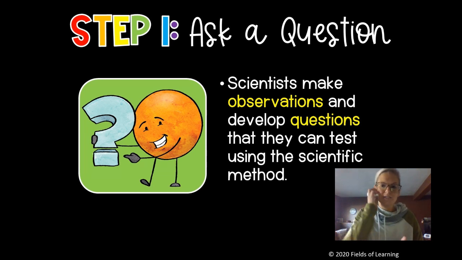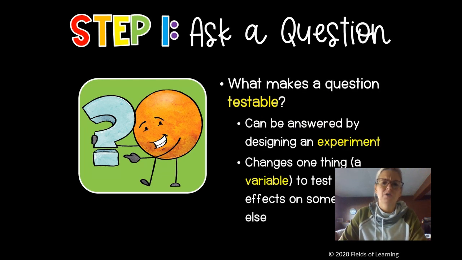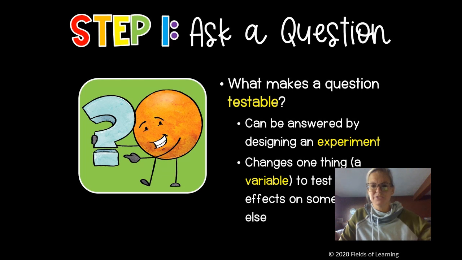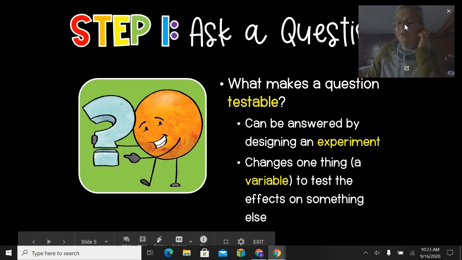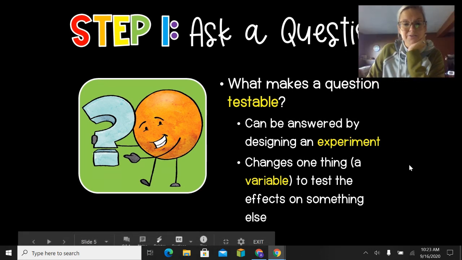Okay, so you're going to ask yourself questions such as, what do you think might happen when you add certain things to it? Okay, or for example, today I'm asking you to think about, how do you think a pencil's made? Okay, so what makes a question testable? Well, it can be answered by designing an experiment. It changes one thing, a variable, to test the effects on something else.